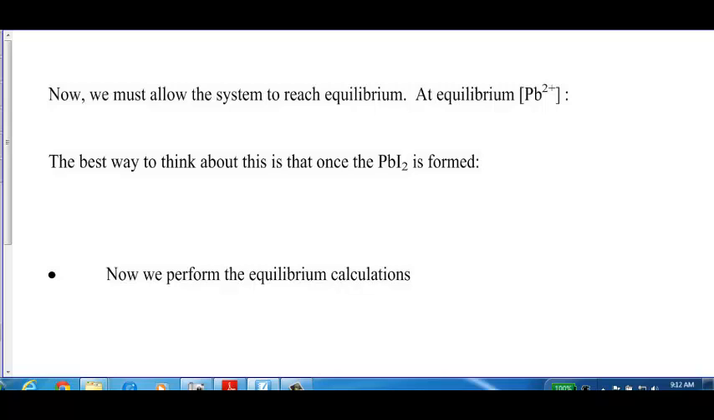We have to now do a rice box. Remember usually, if we go to completion, then we got to do a rice box anyway, unless it's a buffer, and these are not a buffer. So now we have to go to a rice box because at equilibrium, the concentration of lead does not equal 0. The best way to think about it is that once you make the solid, a tiny little bit redissociates.